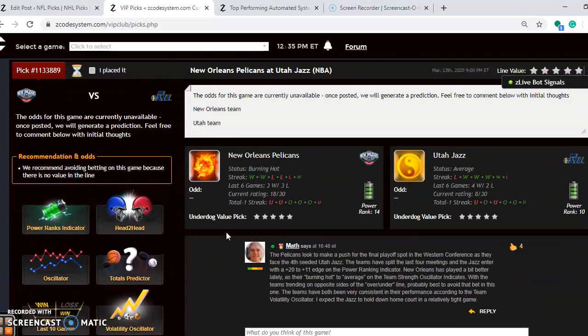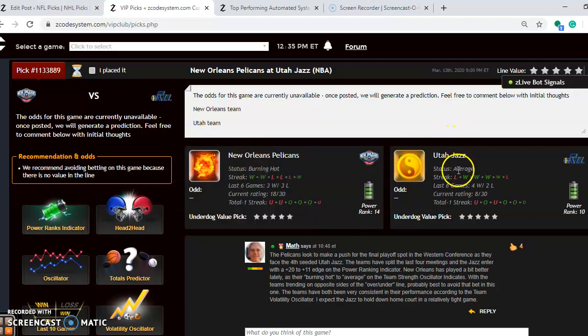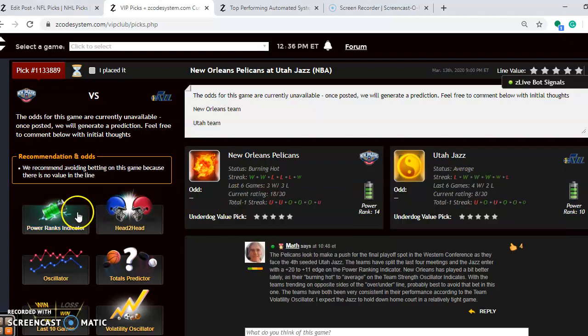New Orleans Pelicans and the Utah Jazz. The Pelicans look to make a push for the playoffs in the Western Conference. They are currently ninth, so they still have a shot, and Utah is fourth. The Pelicans are burning hot at the moment, winners of their last two. The Jazz have average status at the moment. They had won their previous four, then they took a loss at home by nine against Toronto.